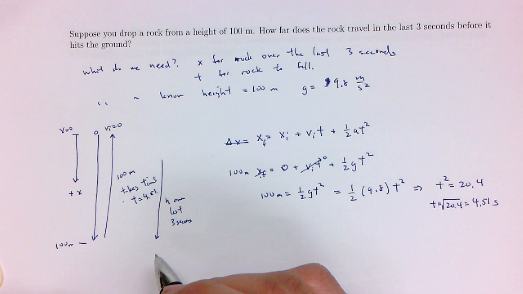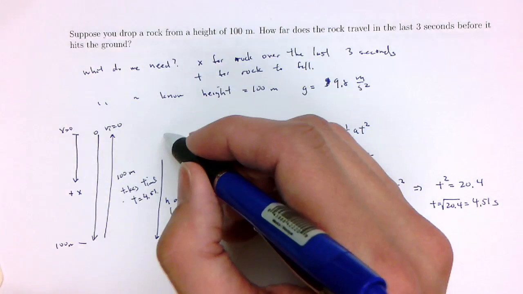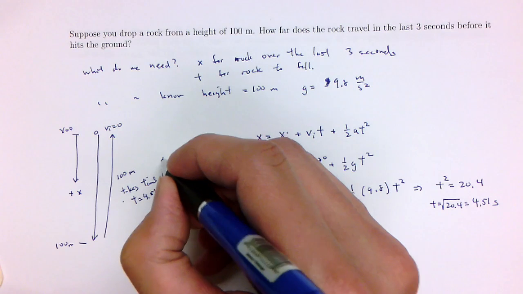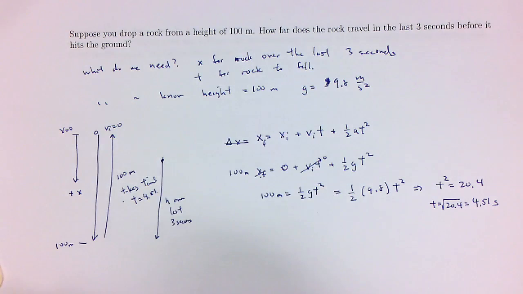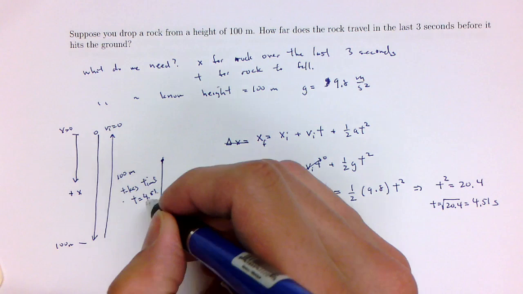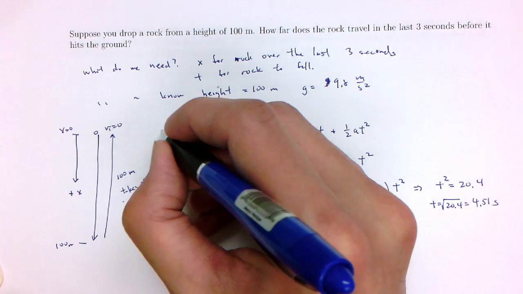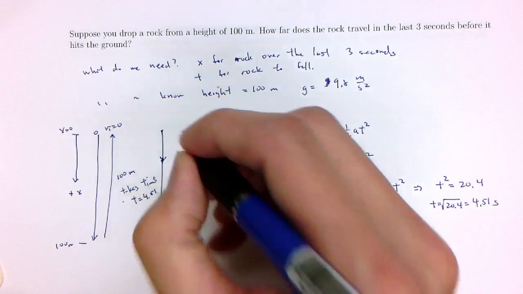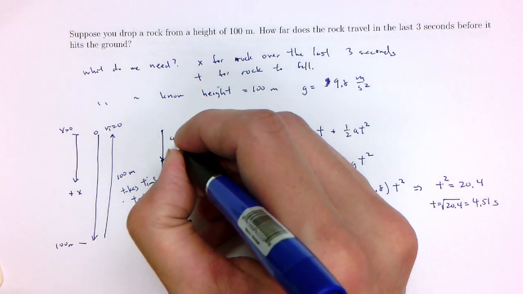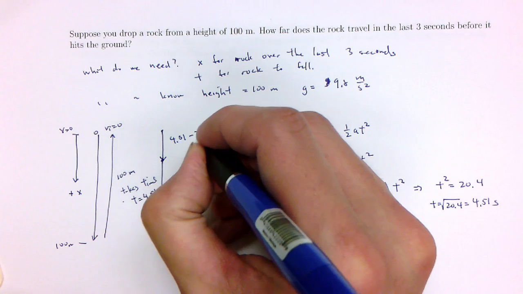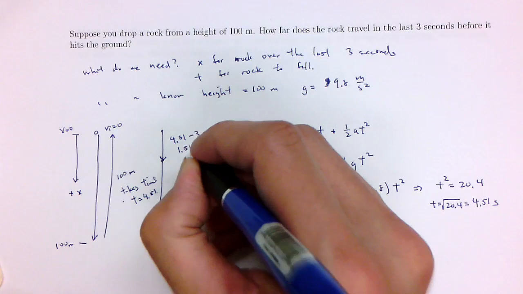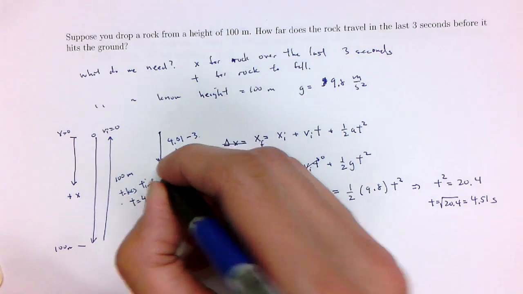Now, we can do this problem 2 ways. The first way is to figure out how far it falls to this position, and then figure out how far this position is. But we know one thing. We know the total time it takes to fall is 4.51 seconds, and we care about what happens over the last 3 seconds. So over the initial time right here, it fell for 4.51 total seconds minus 3 seconds, which is 1.51 seconds. This gives a certain height.